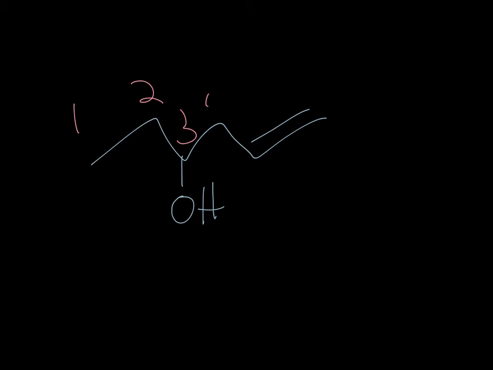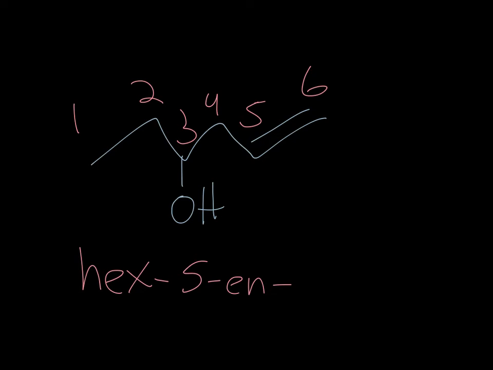I could also have a compound that has a double bond in it, and if it has a double bond, then it's going to change that root name in 2 spots. So this is 1, 2, 3, 4, 5, 6 again. So this is going to be hex-5-ene-3-ol. So the 5-ene tells me I have a double bond at the 5 position, so between carbons 5 and 6. And the 3-ol tells me I have an alcohol at the 3 position.